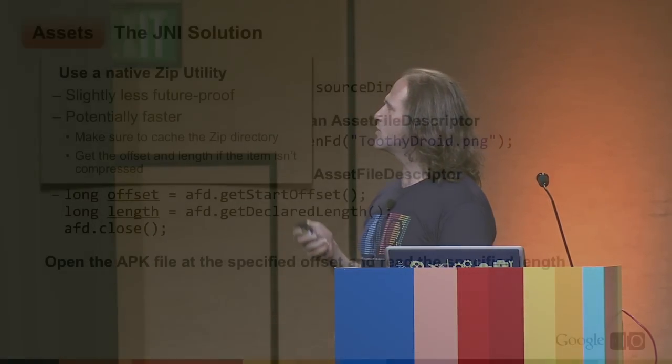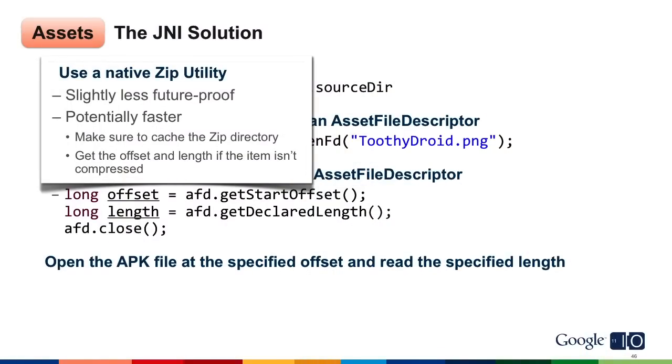You can, of course, use a native zip utility in a very similar way. It's a little less future-proof, but it's probably going to work as well. And it's probably going to be faster, as long as you do things like cache the zip directory. And then finally, of course, you can use native asset manager on Gingerbread and beyond.